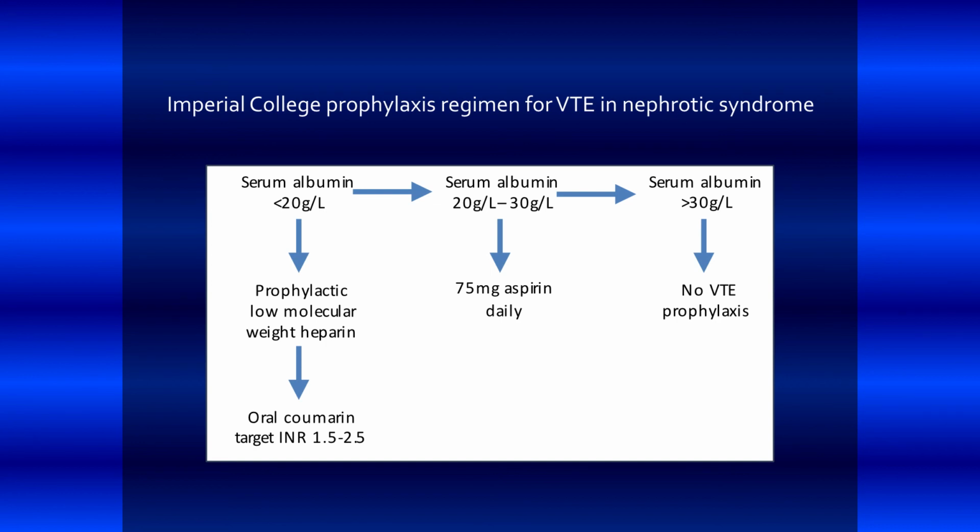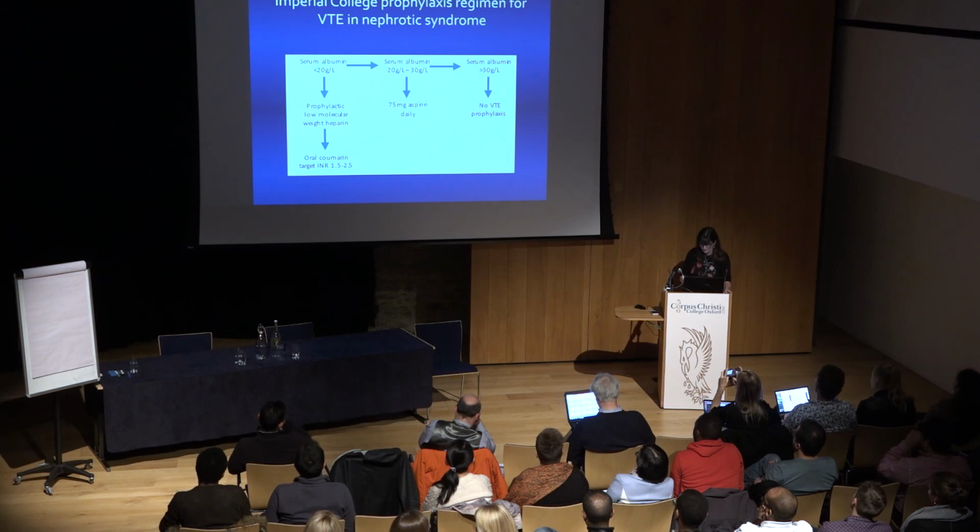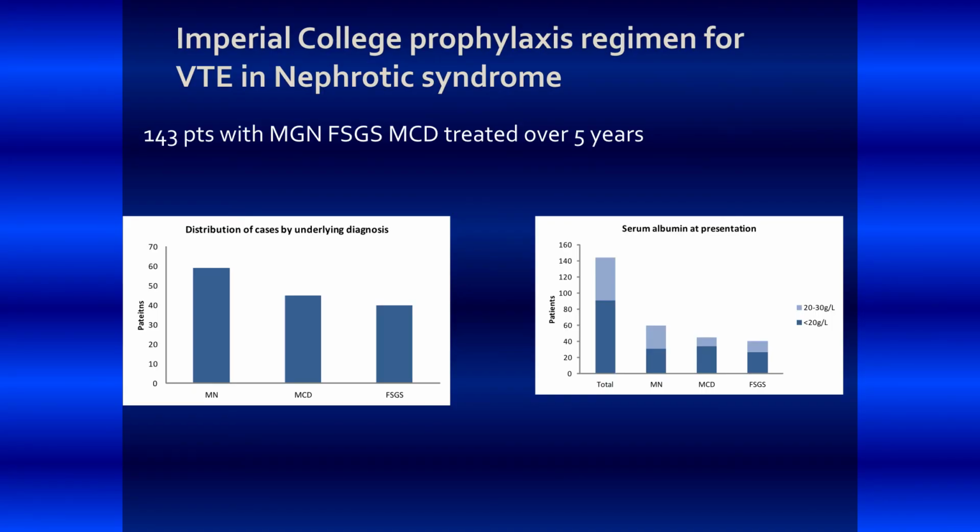Once your albumin improves and becomes between 20 to 30, we switch you to aspirin. And once your albumin's over 30, then we stop this altogether. And this seems to be reasonably effective.